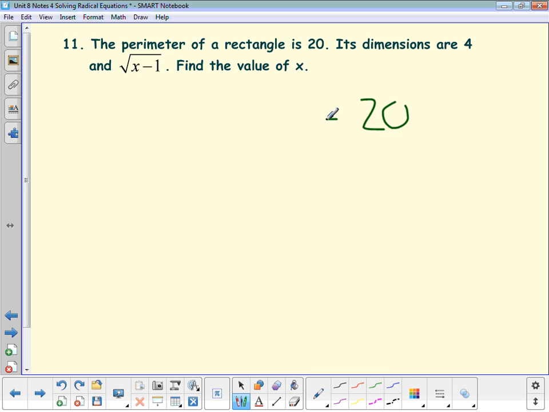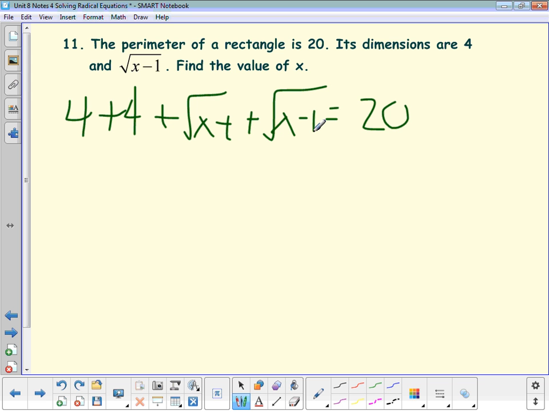To get a perimeter, you need to add up all of your sides. So we have two sides of the rectangle that are going to be length 4, and we have two sides of the rectangle that are going to be square root of x minus 1. So I'm going to go ahead and write out each of those. That should be x minus 1. That kind of just looks like 1, or a plus sign, doesn't it? Okay, there we go. So now I'm just going to add this together. Well, 4 plus 4 is 8. And then, using what you learned about adding and subtracting radicals, I can add those two radicals together because they have the same thing underneath. So then I get 2 square root of x minus 1 is equal to 20.